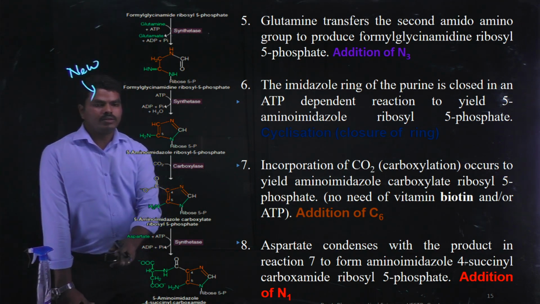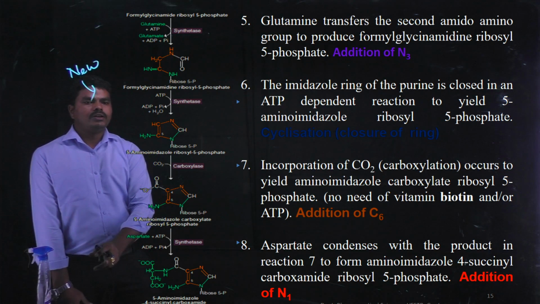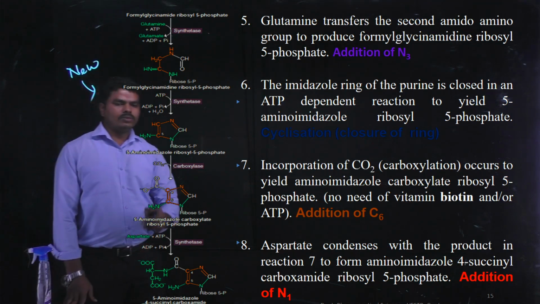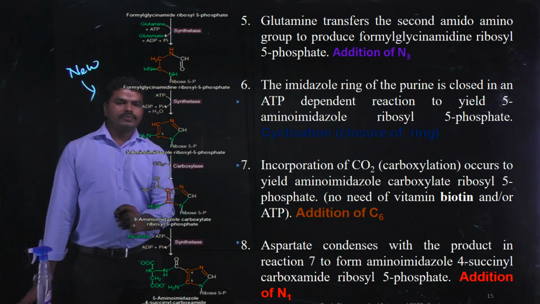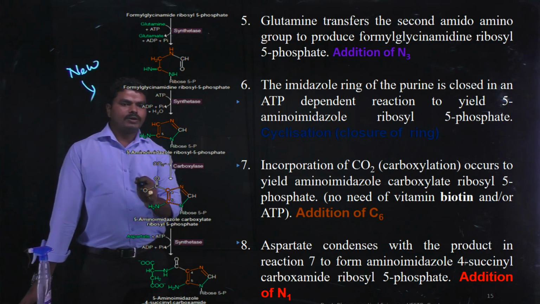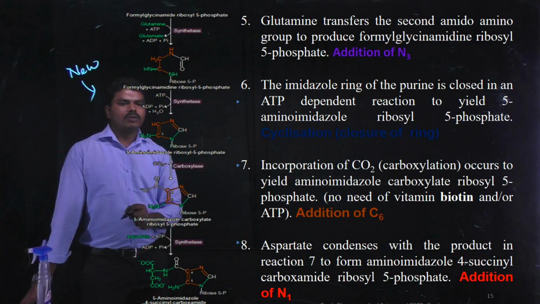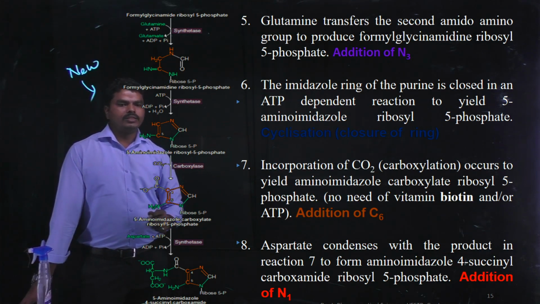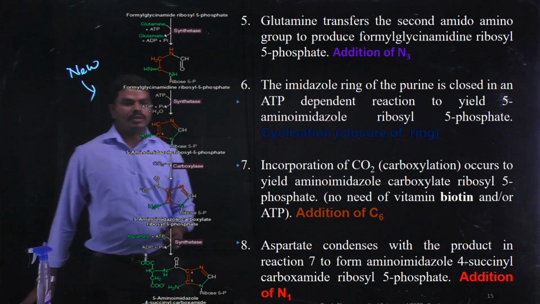That means in this reaction there is an addition of another nitrogen. The nitrogen at the first position is contributed from the aspartate when the aspartate is reacted with the amino imidazole carboxylate ribosyl 5-phosphate, during the condensation process.